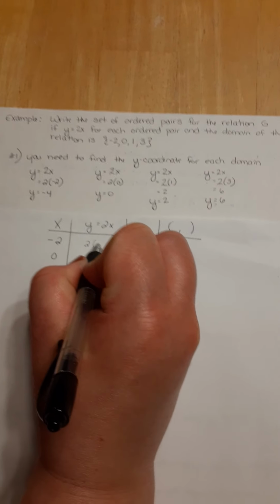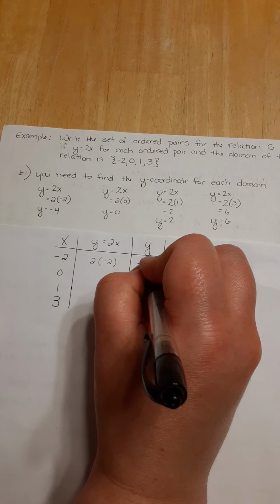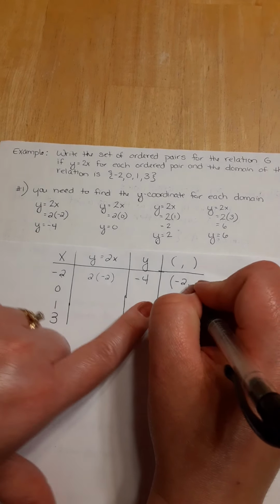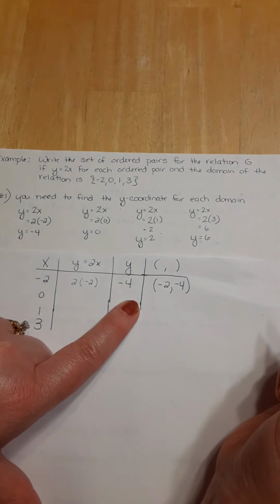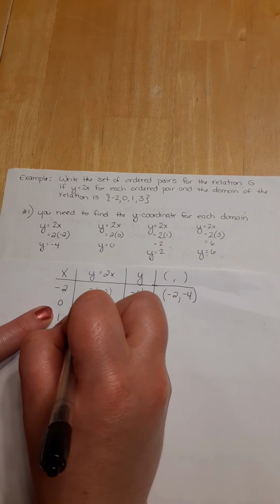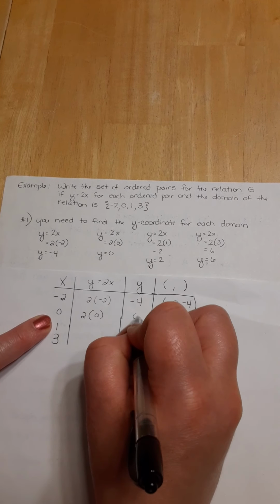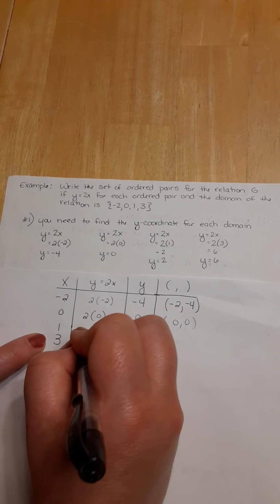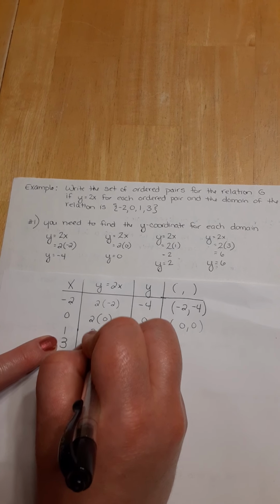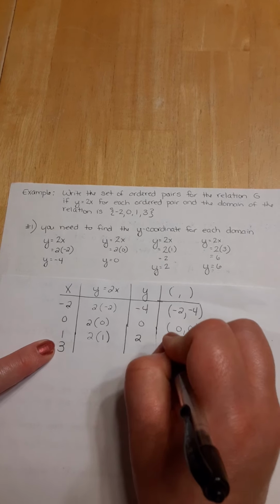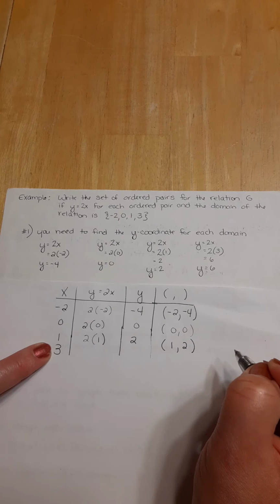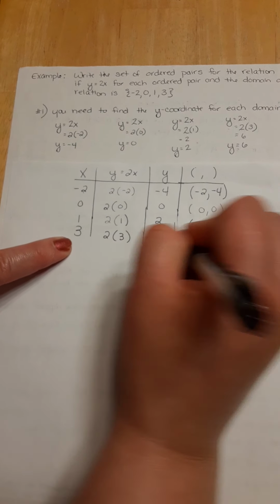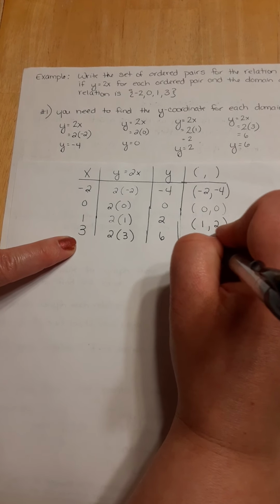So 2 times a negative 2 is negative 4. The ordered pair, remember x always comes first, and then I put my y. Then for the next one I would substitute 0 in, and make my ordered pair 0 and 0. Then I substitute my x in, and I'd get 2. My ordered pair would be 1 and 2. And do the last one, and I get 6. My ordered pair would be 3 and 6.